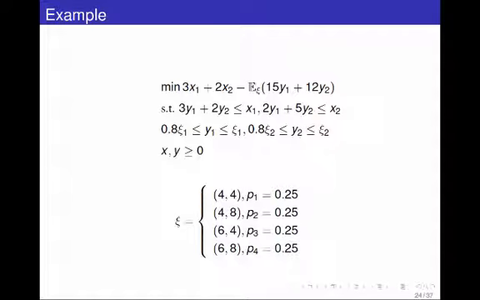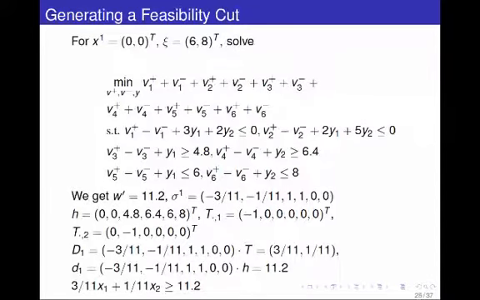The scenario where Xi1 is 6 and Xi2 is 8. And I'm going to give you a trial decision, X, which is 0, 0. And I'm going to formulate this problem here. So what am I doing in this problem here? I've got a bunch of V's, pluses and minuses, and I've changed all of the constraints of the problem in the second stage.